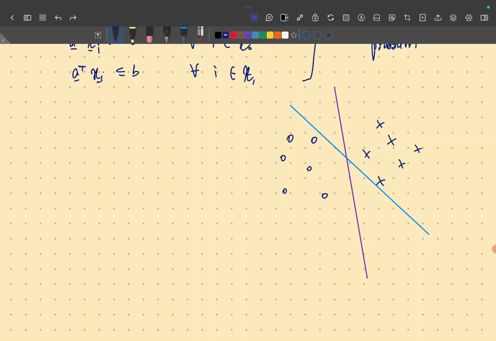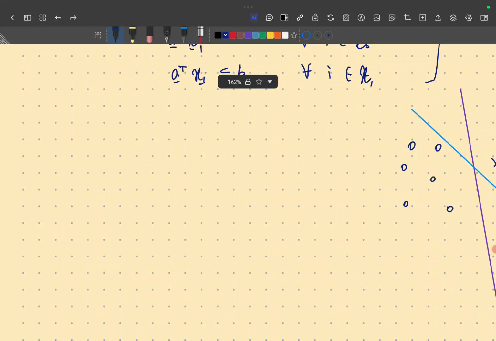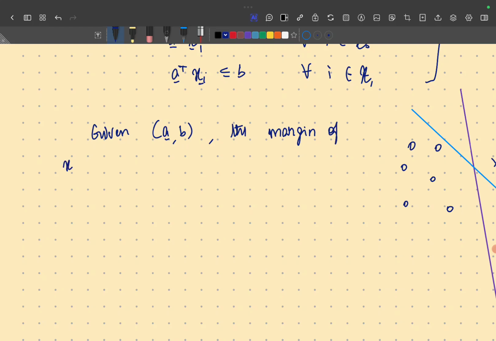Okay, so let's introduce some terms. Given any xi, for a particular xi, a comma b, the margin of xi for a given classifier, or for a given hyperplane, is the distance from xi to the hyperplane.